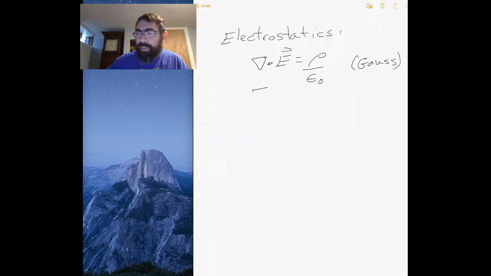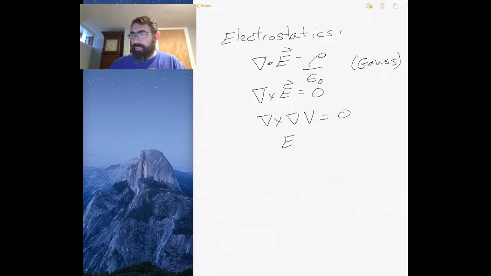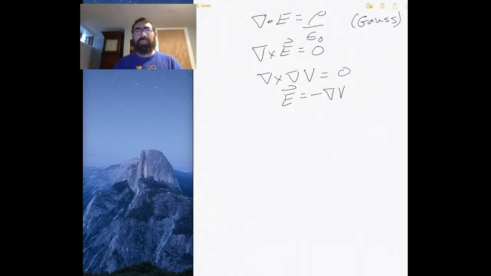We also found that the curl of the electric field is 0 because of this result. We were able to write down that the curl of the gradient of a scalar is 0, and so the electric field we can write as minus the gradient of this scalar. Okay, so that was the electric field.